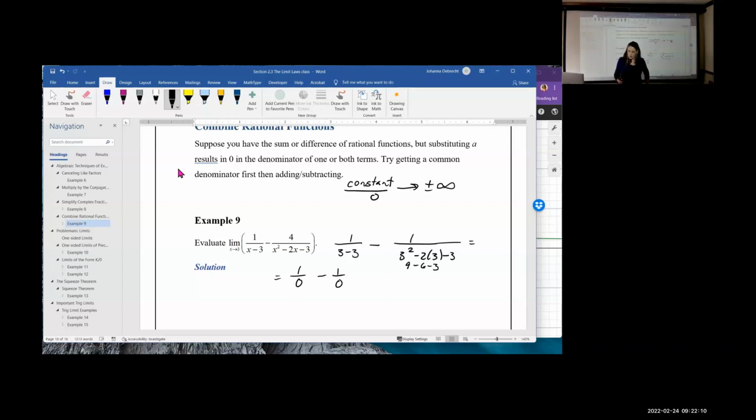We've got 1 over 0 minus 1 over 0. So basically what I have here is infinity minus infinity. This is another one of what we call the indeterminate forms. Now, what does that mean? It means, again, the limit may or may not exist. The function definitely does not. The function cannot exist there, but it could be a hole, in which case the limit will still exist.